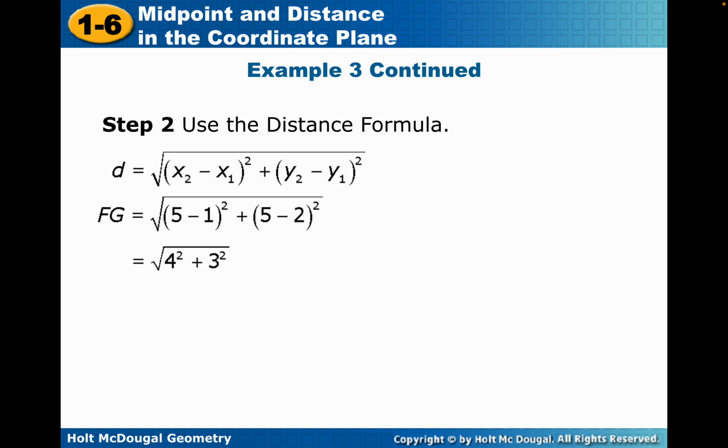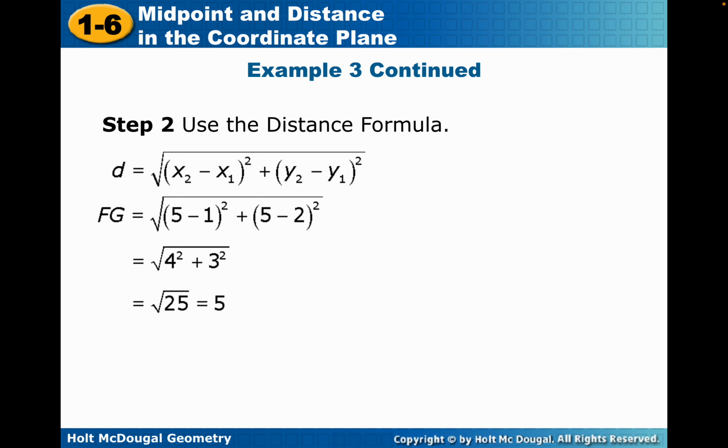So we have 4 to the second plus 3 to the second. So what's 4 to the second? 16. What's 3 to the second? 9. Okay? We get 16 plus 9. That's going to be 25. And the square root of 25 is going to be 5. All right?